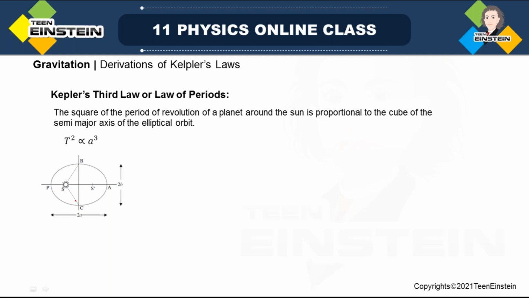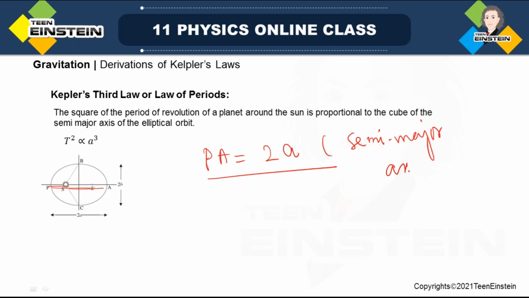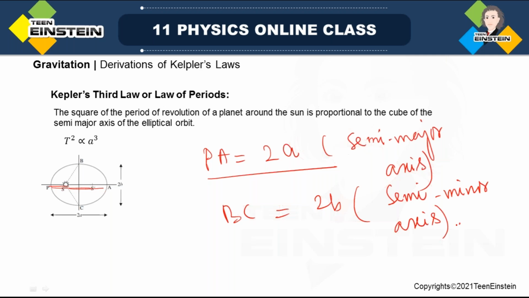Look, what is semi-major axis? Semi-major axis is this one. PA is the major axis for an elliptic orbit, and this is given by 2A. And BC, this is 2B, that is called the minor axis. Okay, this is semi-minor axis.